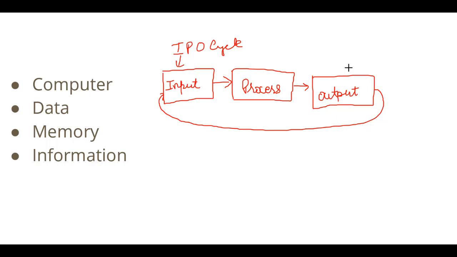Because when it provides you the output, it then asks you if you want to do more calculations. If you say yes, this cycle is going to restart again. So we understood what is a computer. A computer is an electronic machine which works on the IPO cycle, in which it takes input through input devices from the user, processes it as instructed by the user, and gives back the desired output to the user.